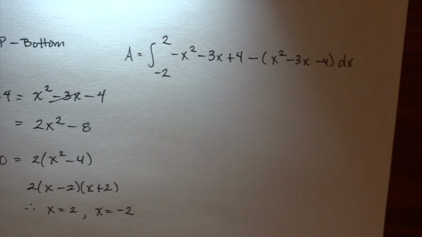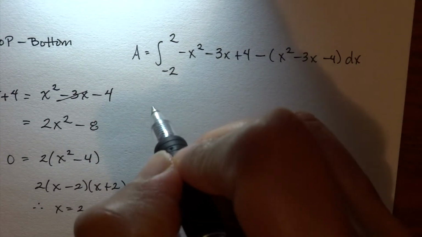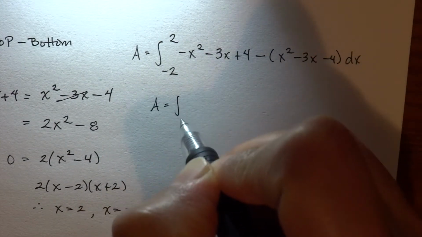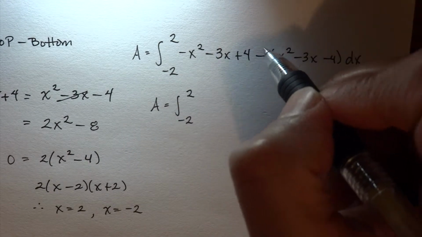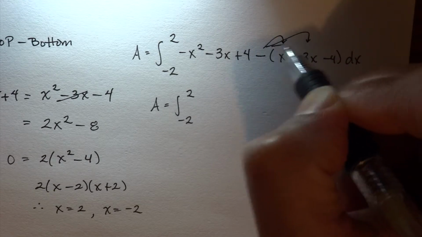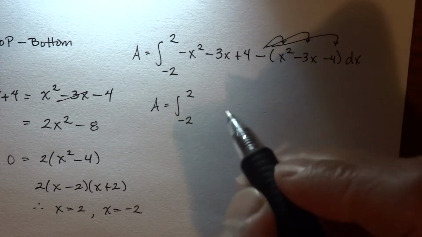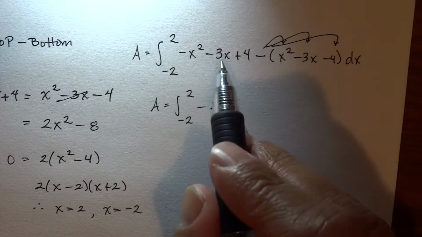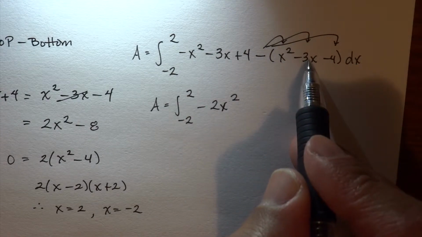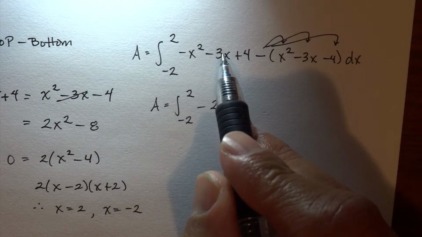Now that I have that, I can combine like terms and simplify. So the area is the integral from negative 2 to 2. Distribute this negative, and remember, distribute to every single one. That's going to give me negative 2x squared. Negative and negative gives you a positive 3x, which cancels out with the negative.